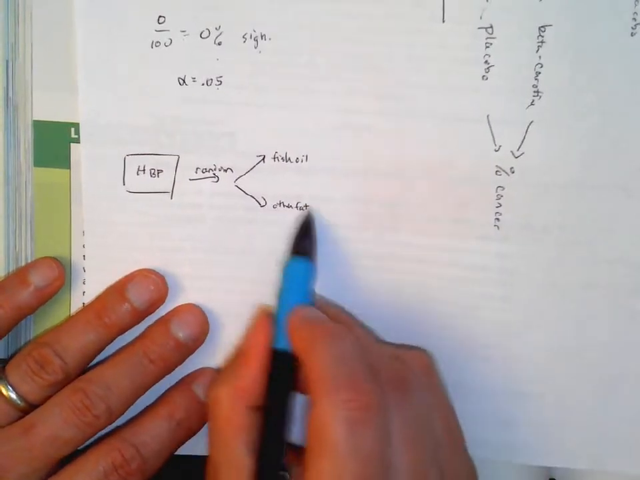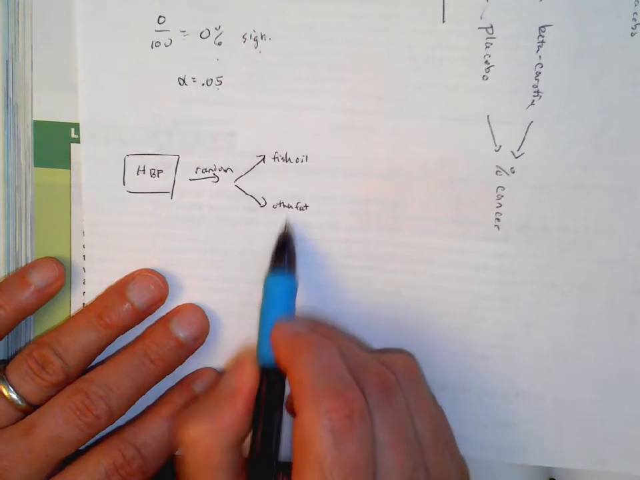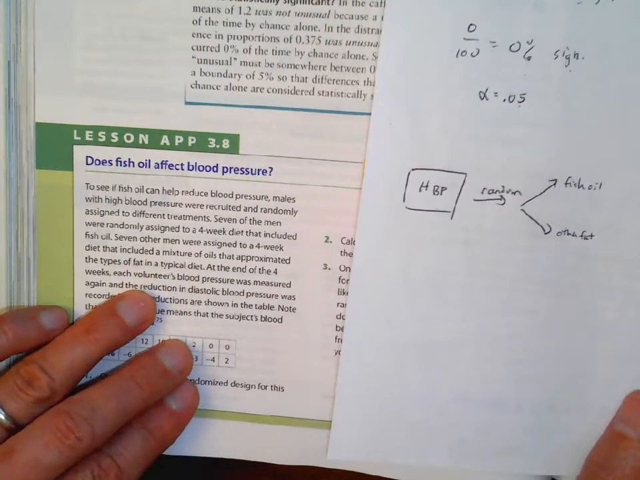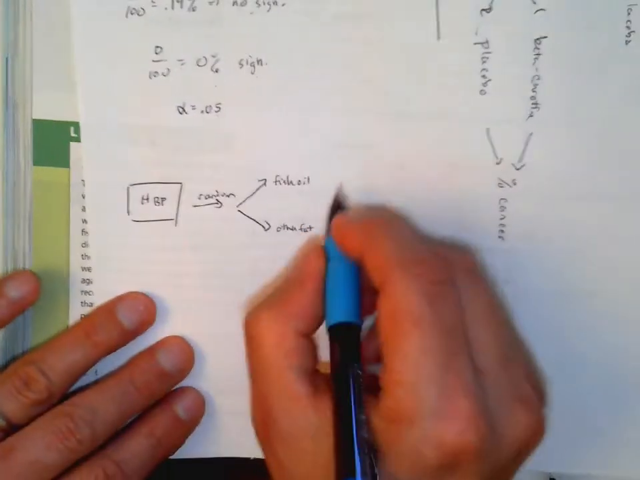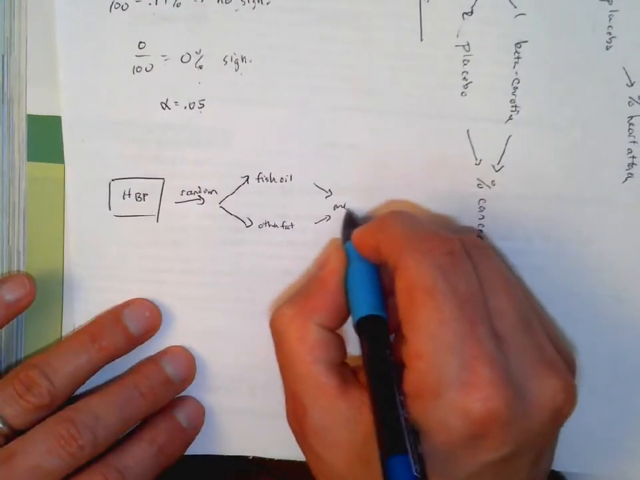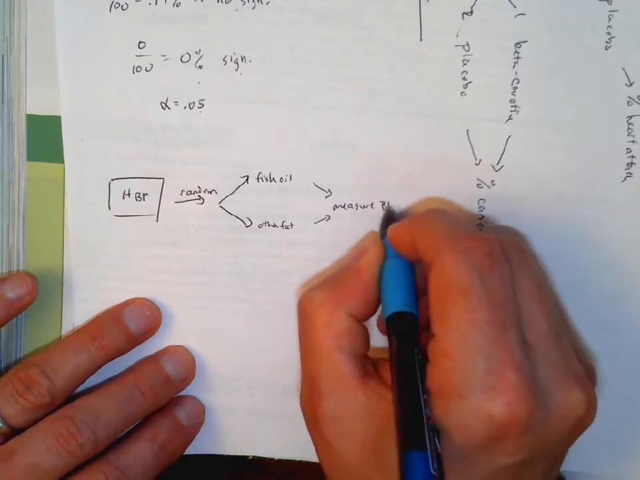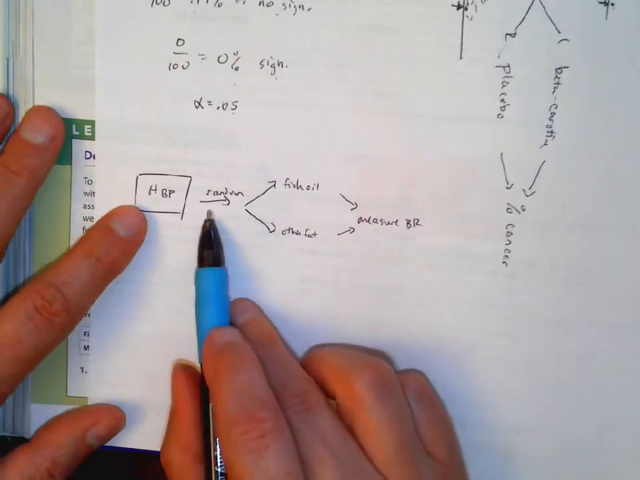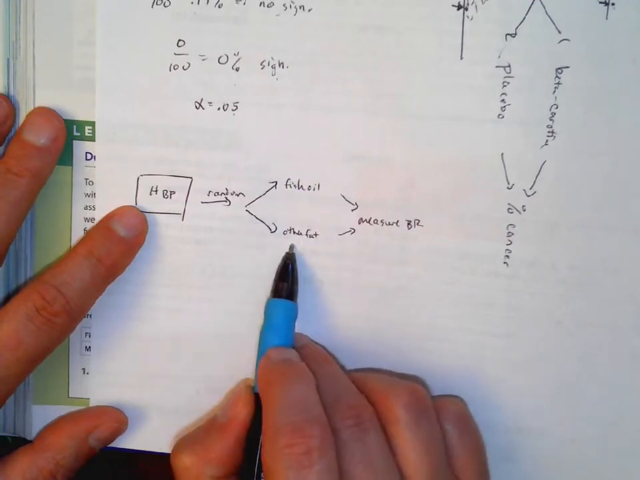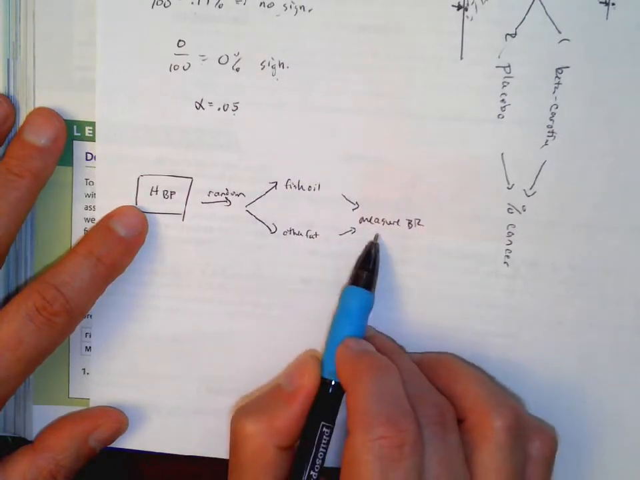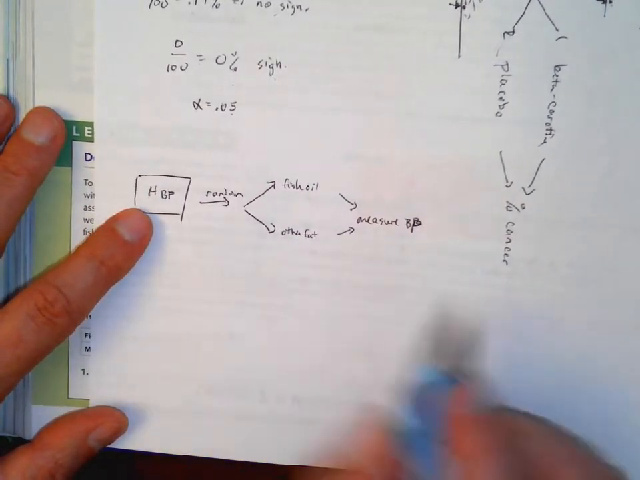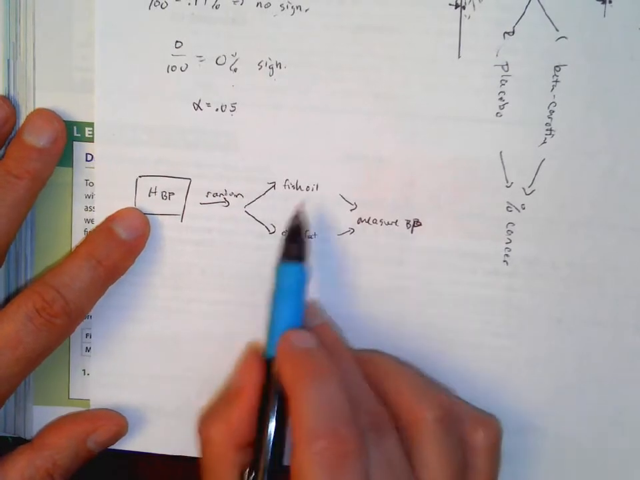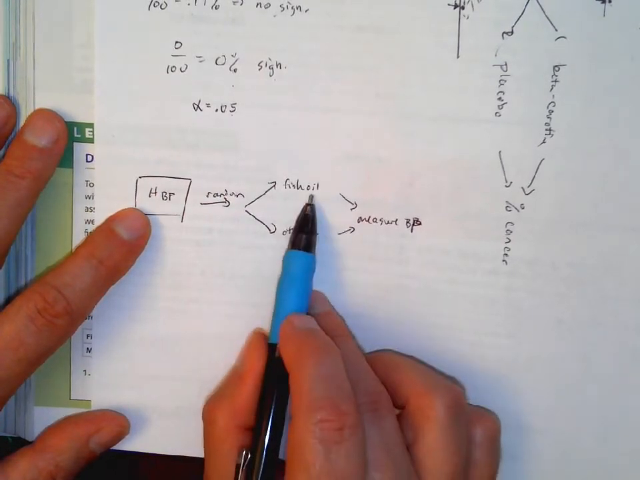So that's just kind of our control group, right? We want to see if the fish oil does better. At the end of the 4 weeks, each volunteer's blood pressure was measured against what they had before. So they had a certain blood pressure, and they either ate the fish oil or the regular fat, and then we tested their blood pressure and saw the change from before to after. So is it significant that this group improved over this one? Okay, we want to see here.